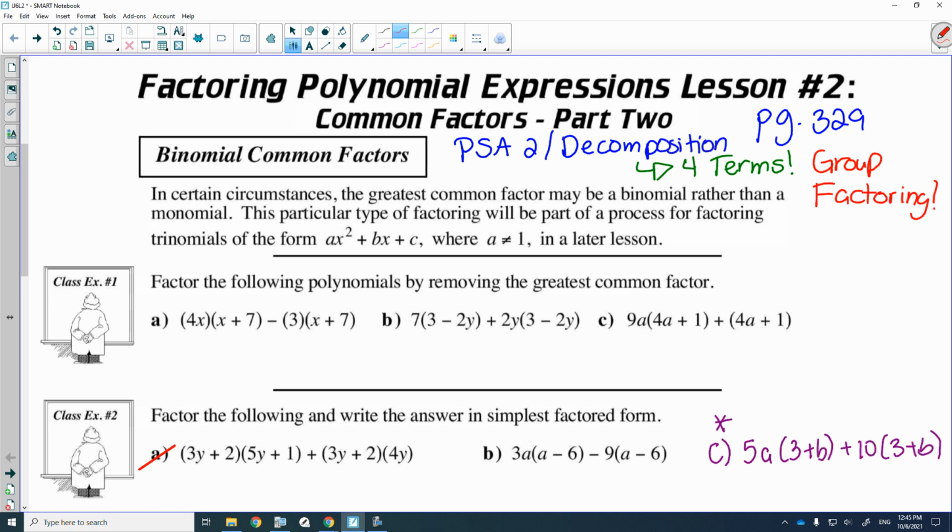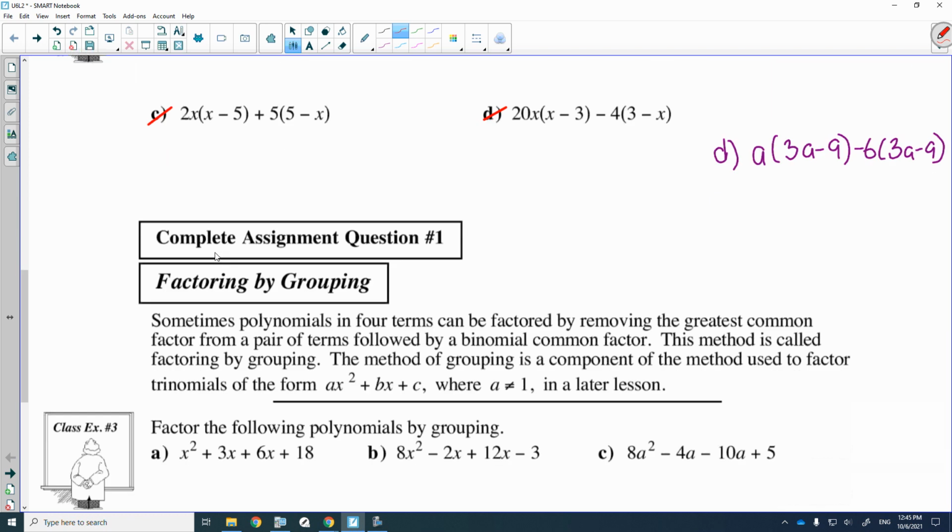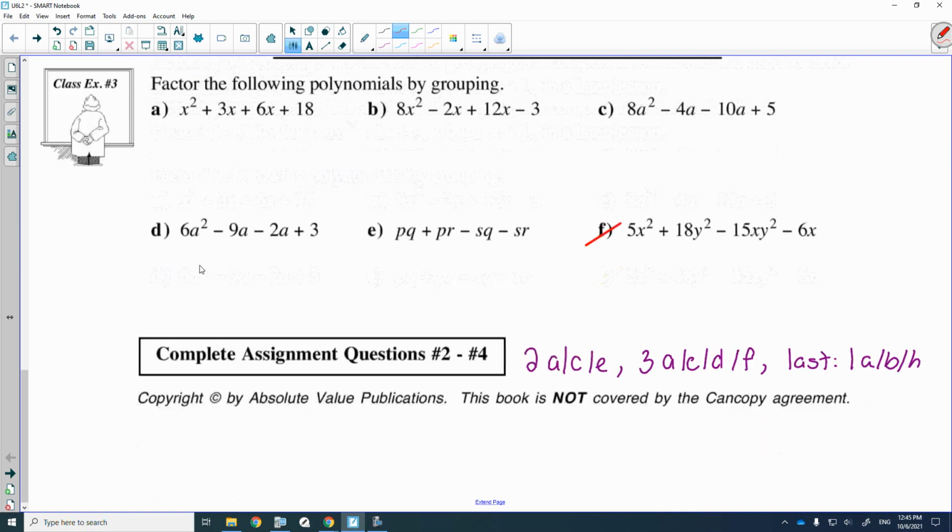So what you're going to see, the reason why I don't call this another method of factoring is because you've actually already done this. I just need to sort of refresh you for what you would do if you see 4 terms. All right, we're actually going to start on the last class example, which is class example number 3. And I want you to look at A for a second. This is 4 terms. What we did in PSA2 or decomposition when we had 4 terms is, remember I said split the terms in half? So I said split your terms in half.